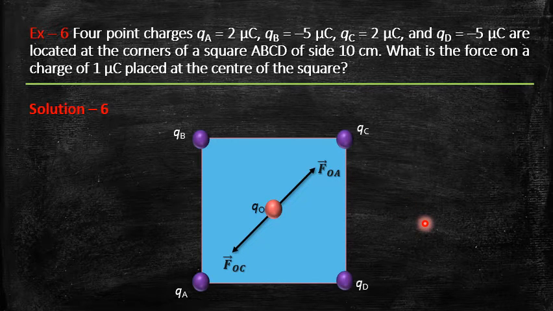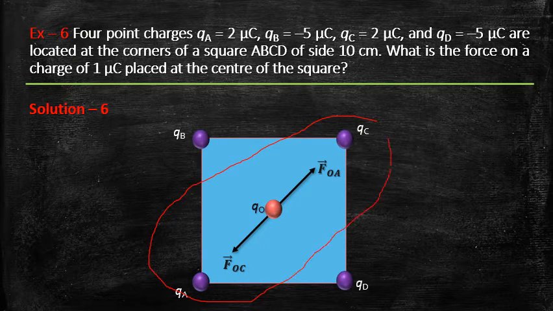So what is the resultant force on O due to A and C? 0. So these two forces do not give any resultant force on O. Okay, and hence the resultant force on O due to A and C is 0.